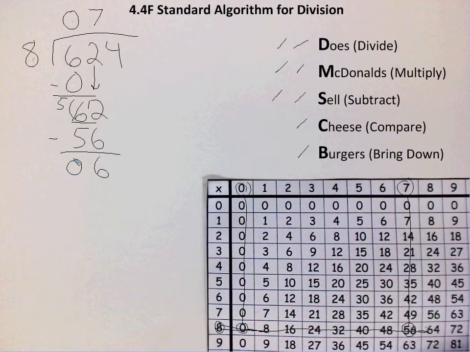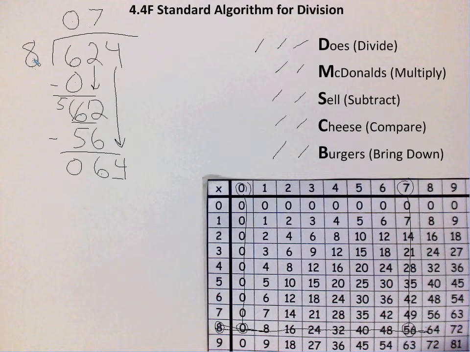Okay, next step is compare. I'm comparing the answer from my last step with the divisor, and 6 is less than 8, so I'm good. I can go on to the next step, which is bring down. I'm going to bring down the 4. Bring the 4 right down there. And I start all over again. Remember, we're always using the answer from our last step. The answer from my last step is 64, and I'm going to divide that by 8, which is my divisor.